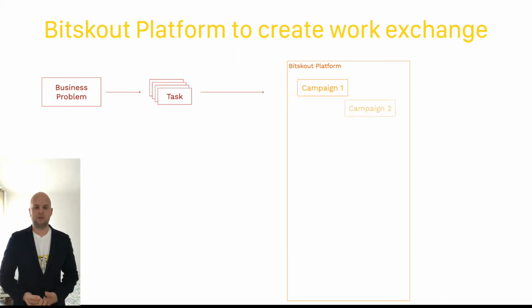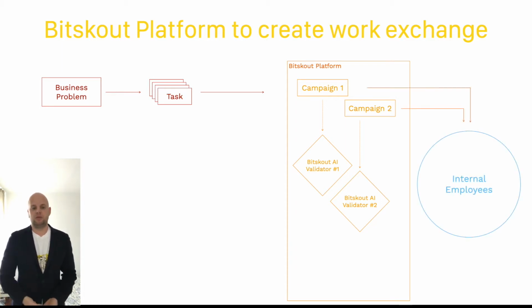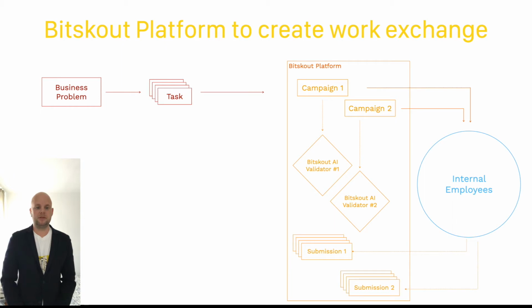Now in Bitskout, you create a campaign which has a digital deliverable. Then each campaign has a validation system, which is a workflow. How do you approve the submitted content? And then you publish this campaign to your employees. Anyone who is interested to participate in this campaign on a voluntary basis can use the mobile app to submit the content, whether it be images or forms or anything else.